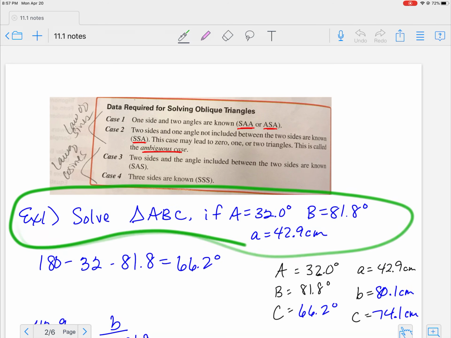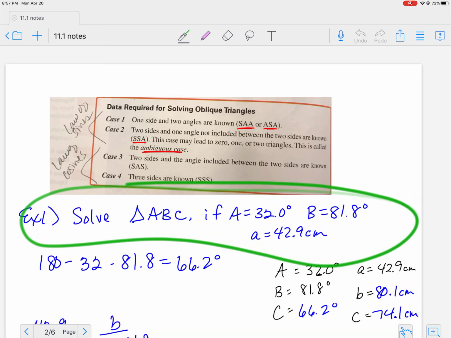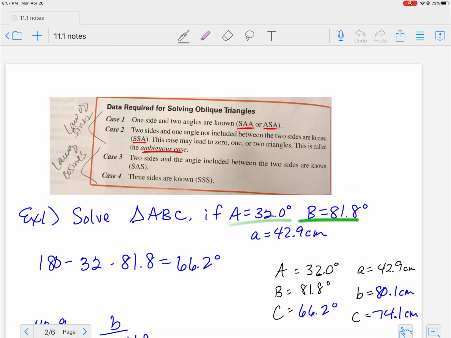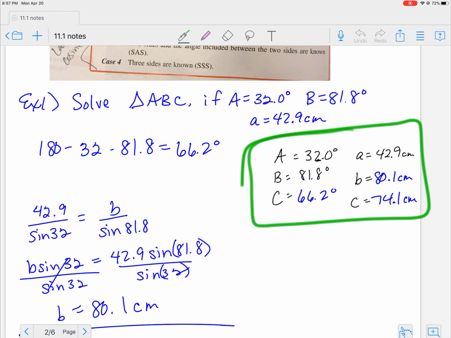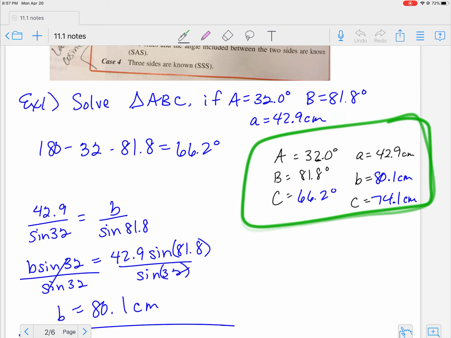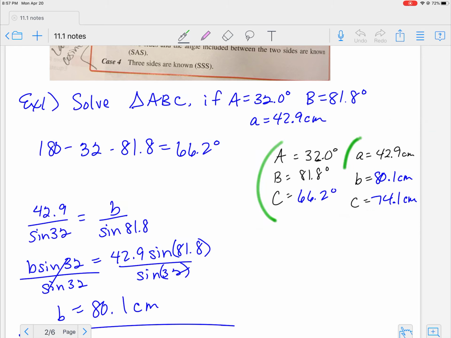So here's example 1. I have triangle ABC. I'm going to solve this, given angle A, angle B, and side a. Now here's the deal. When I go to solve these triangles, just like we did before, I find it helpful to write out your angles and your corresponding sides.